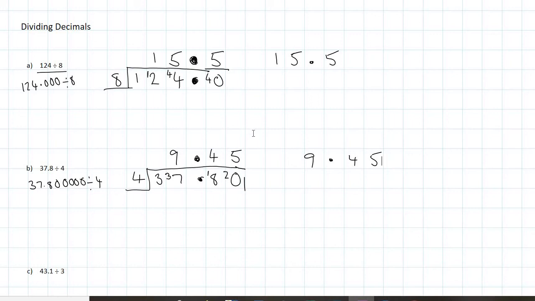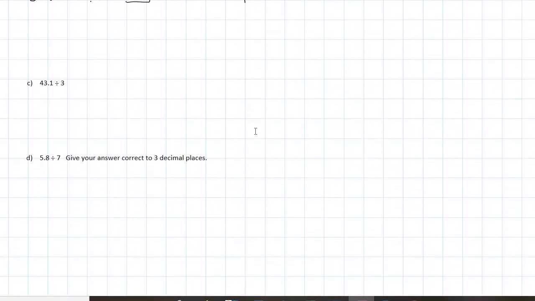Let's do a couple more to show you some things that can happen. So here I've got 43.1 divided by 3. I'm going to have 3 going into 43.1. I'm just going to put that point in advance so I don't forget it. How many 3's go into 4? 1 with 1 left over. How many 3's in 13? That's 4 with 1 left over. How many 3's go into 11? 3 with 2 left over.